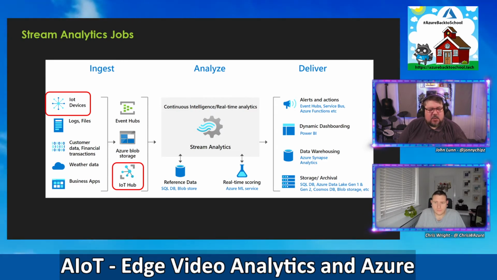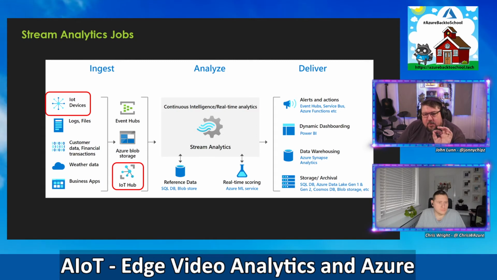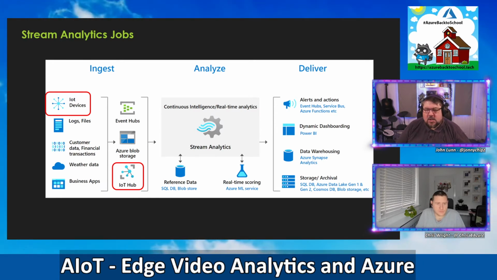And the important concept, which we'll dig into in a second, is that we've got two different types of stream analytics job. We've got the cloud job, which runs in the cloud, and we've got the edge job that runs in one of those modules on the edge device. And if you remember, one of those modules that we had was a stream analytics module. So we've got both, and we'll dig into that in a second.